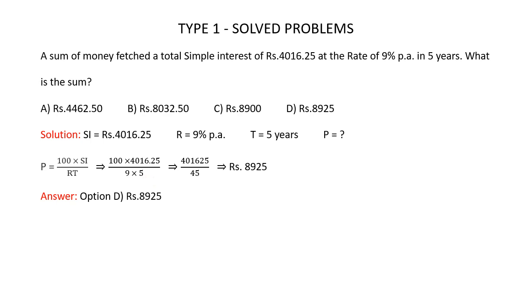On solving this, we get P is equal to rupees 8,925. So the sum is rupees 8,925. The correct answer is option D, rupees 8,925.